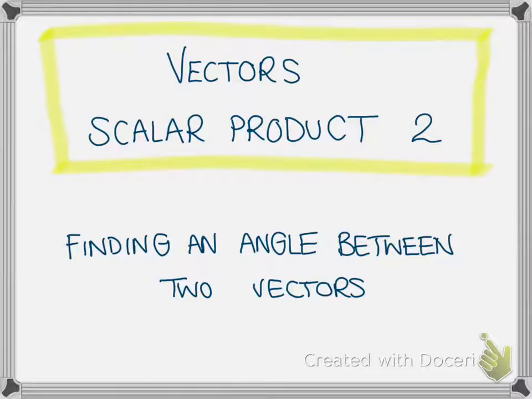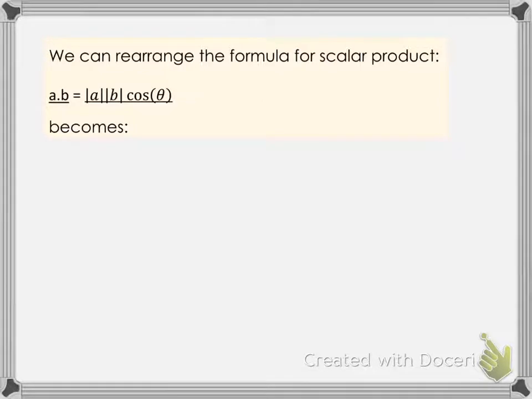We're now going to use the scalar product in a different way, and we're going to use that to work out the angle that sits between two vectors. So we're going to use the first formula that we looked at, because that formula has an angle in it. So that's A dot B equals the magnitude of A times the magnitude of B times cos of the angle.